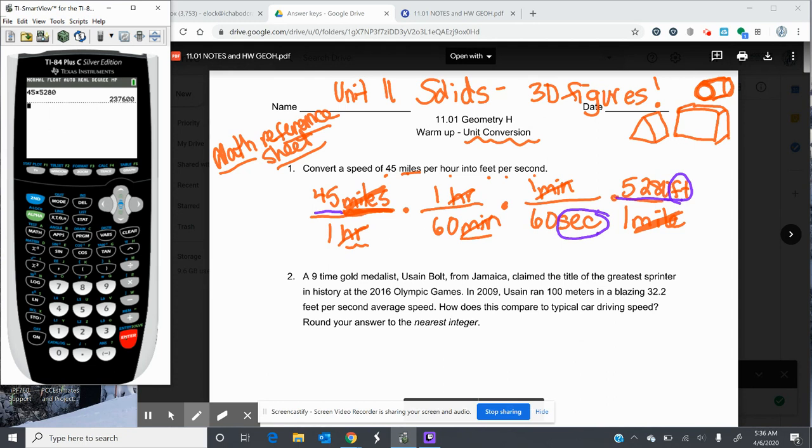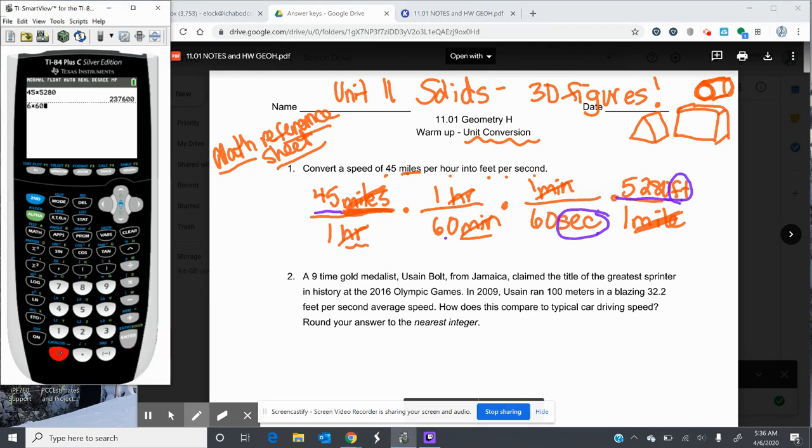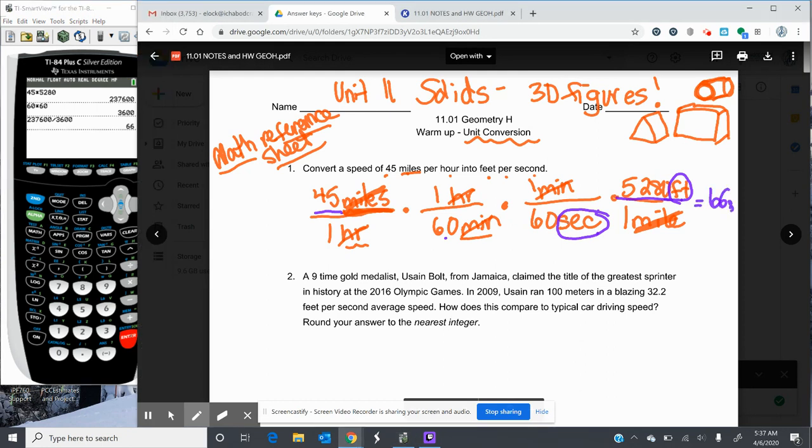Now our denominator is 1 times 60 times 60 times 1. So we know that 60 times 60, let's not forget, is 3,600, and we need to divide those. So we're going to take that, divide by this symbol. Here we go. And we get the answer of 66 feet per 1 second. So 45 miles per hour converts to 66 feet in 1 second. Sorry, that got a little smushed off the side of the screen.